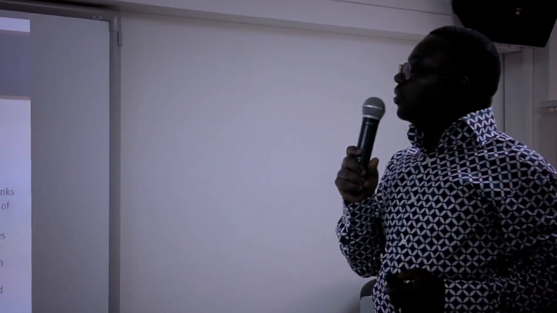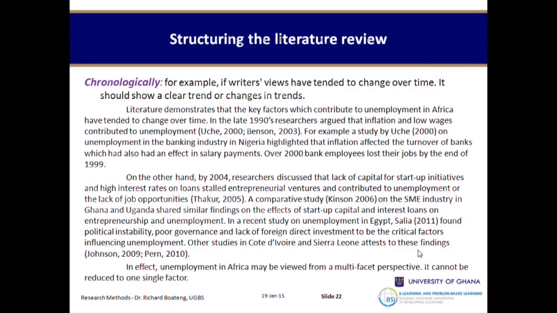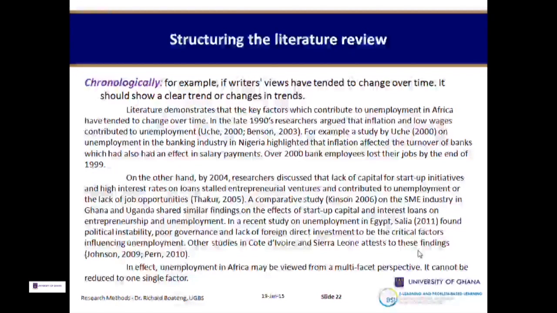Okay, so let's look at the chronological perspective. Now chronology means that the writer wants to show a clear change in the issue over time. The topic he's trying to study, he wants to show you that there has been a change in the issue over time, and this is a style of writing. So let's look at the example here.